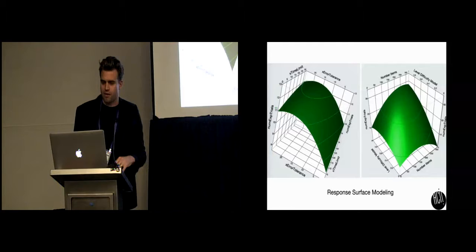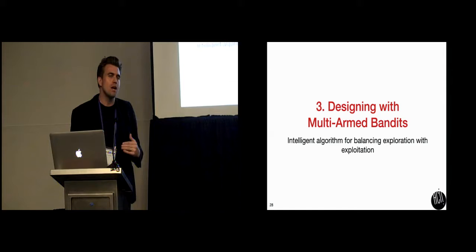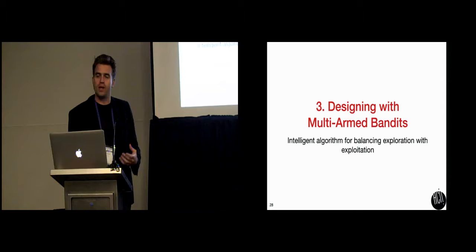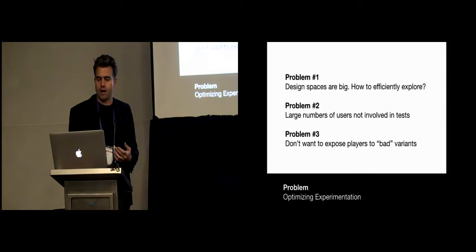But what I was interested in is how we could automate this, because we don't really care how bad the worst conditions are. We don't need precise measurement of the poorly performing conditions. We just want to find the best one. And so we can trade off. We don't need the precision on the low performing ones. And so that's where multi-armed bandits came in.